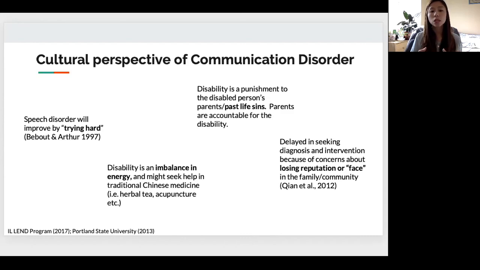I encourage you to keep an open mind and to have cultural humility when working with families whose values are not aligned with yours.